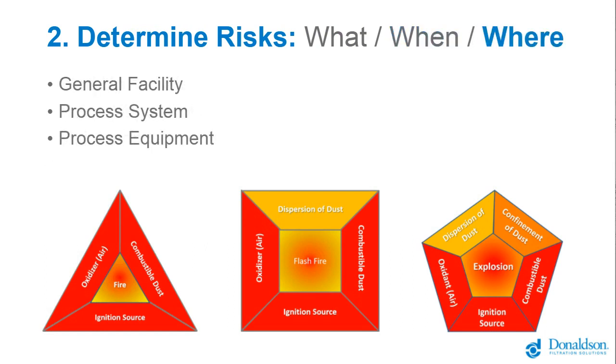The list of potential events should address not only the process system, but also any broader consideration for conditions within the facility at large, and specific considerations for each unique piece of process equipment. For example, it's difficult to execute a good dust hazard analysis if you focus exclusively on the dust control system.